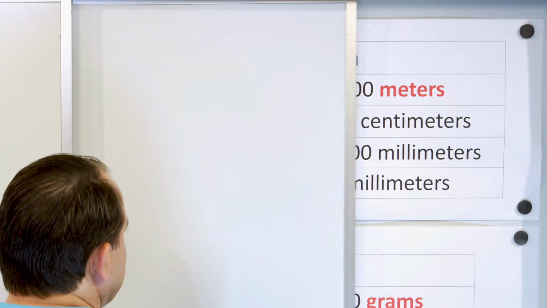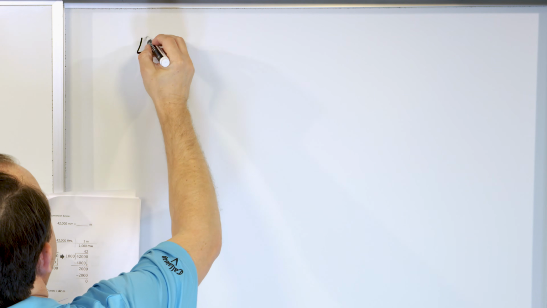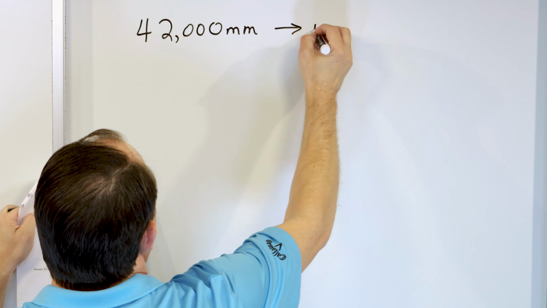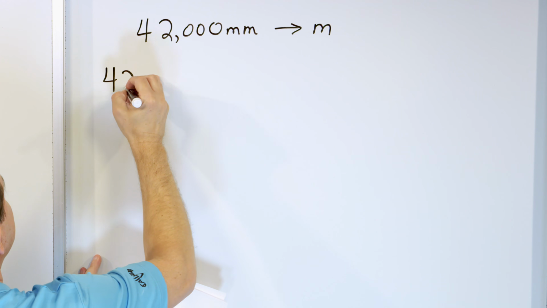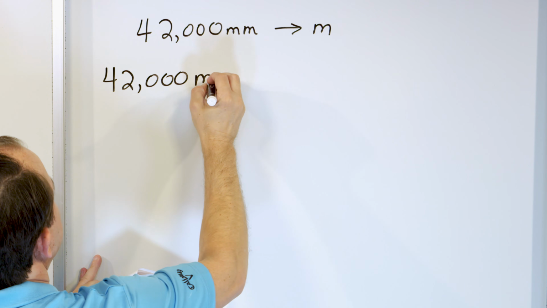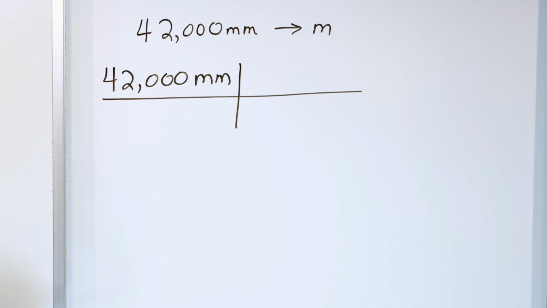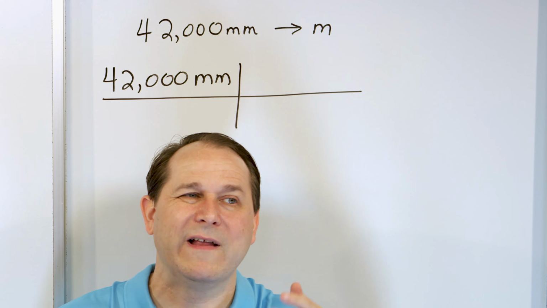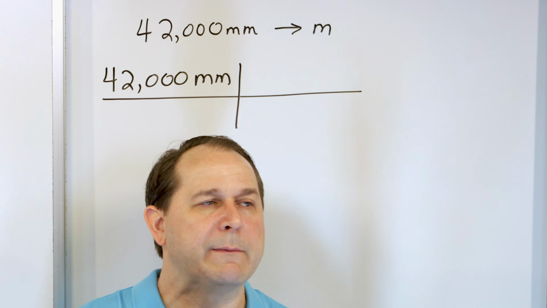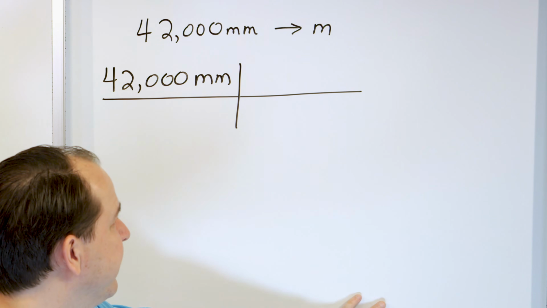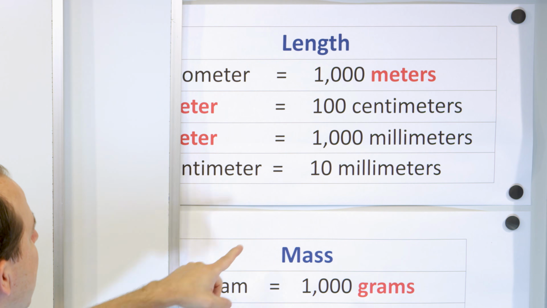All right, let's move right along to problem number 5. What about 42,000 millimeters? Let's convert that to meters. So first we write down 42,000 millimeters, and we want to convert that to meters. Now let's think about it. Can we figure it out without looking at the chart? Well, milli means 1,000 times smaller. So if I'm going from millimeters to meters, I think there's 1,000 of those little bitty millimeters in a meter. Let's see if we're right.